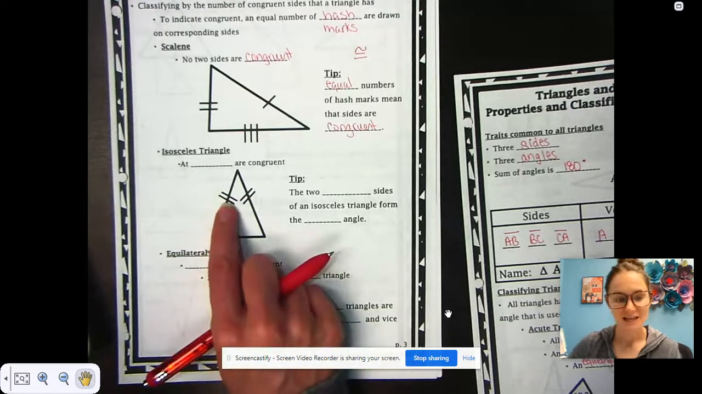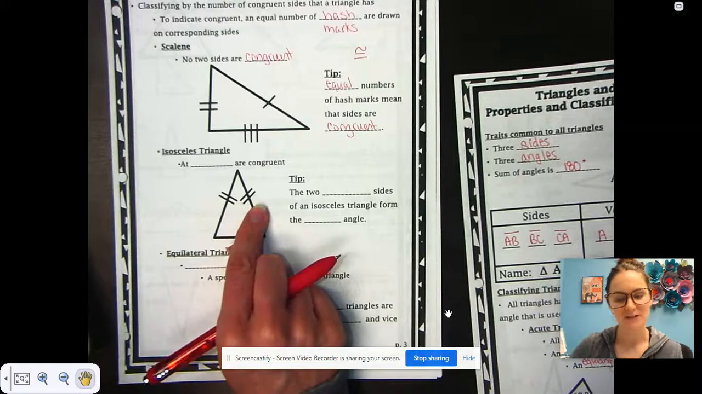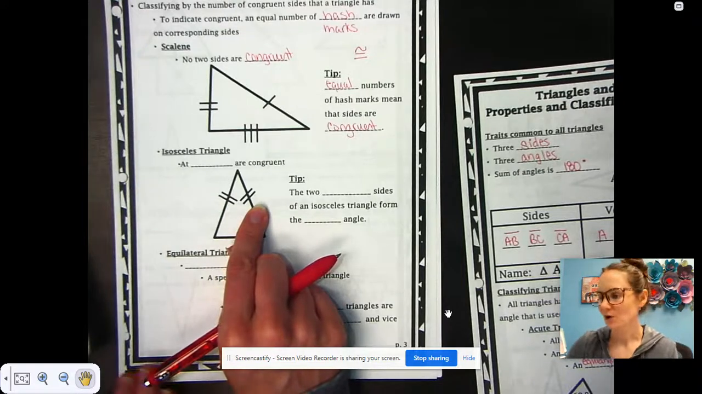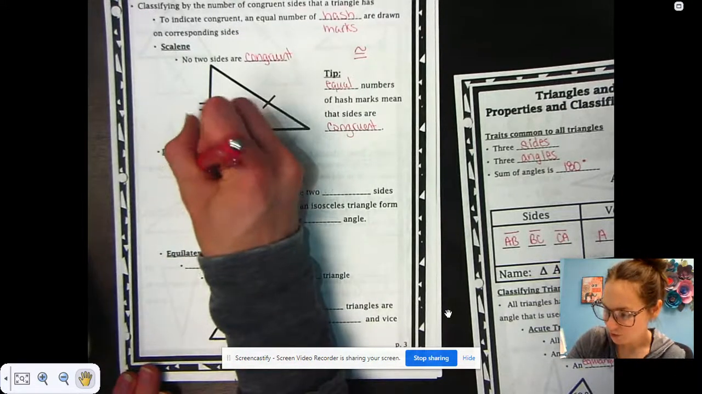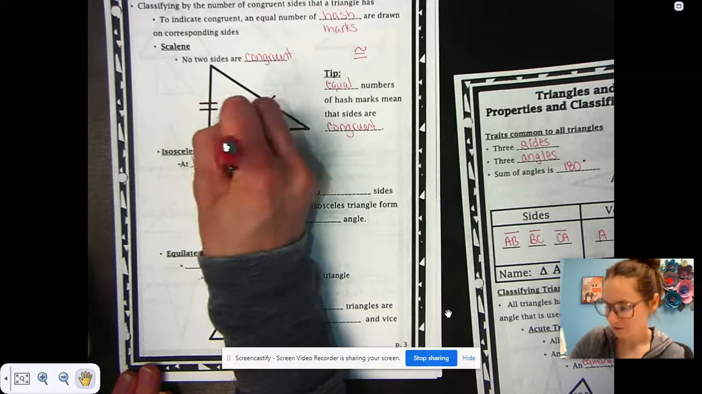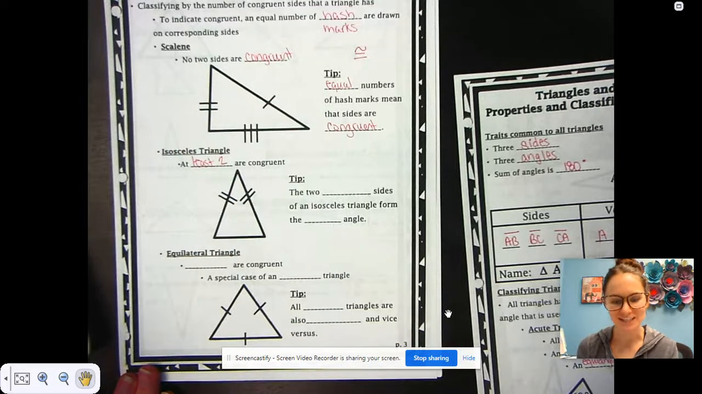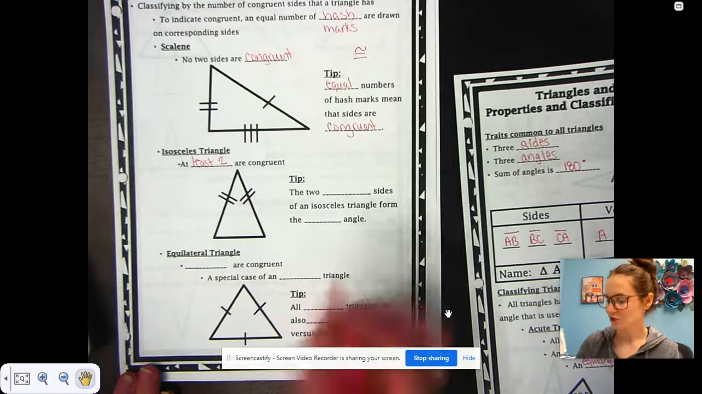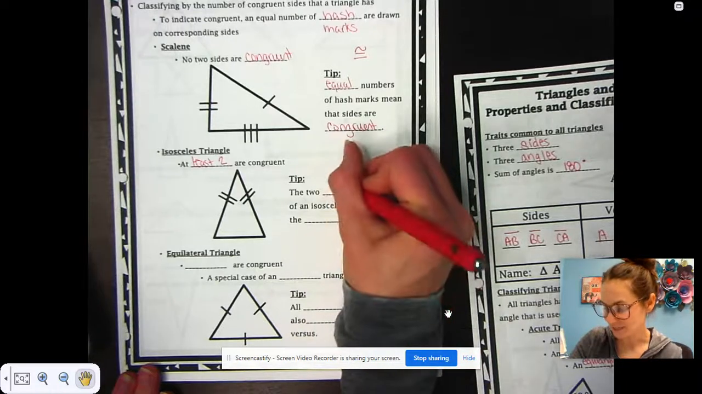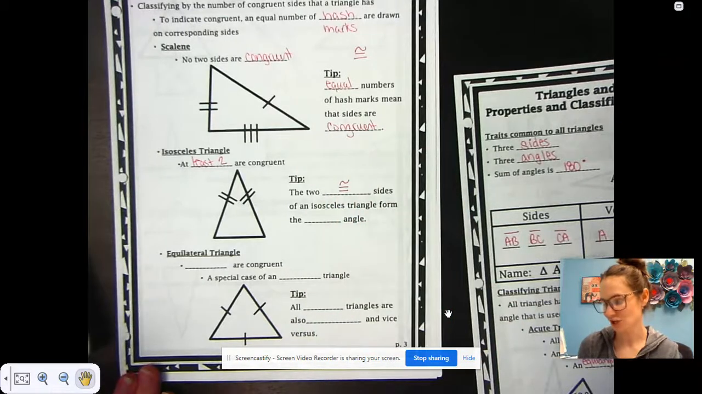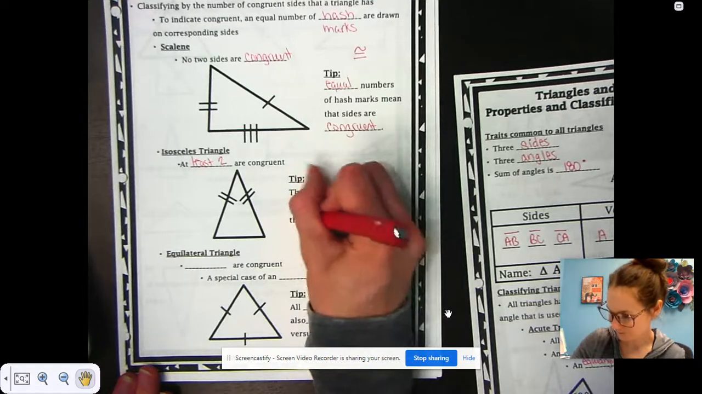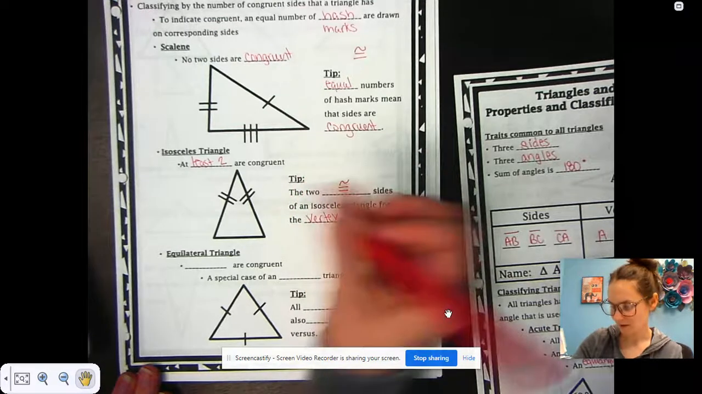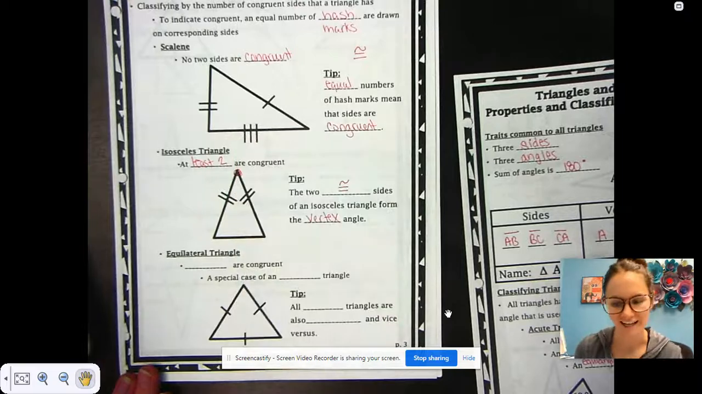Isosceles, you will see that these sides have the same amount of tick marks. So at least 2 are congruent for an isosceles triangle, 2 sides the same. The 2 congruent, and I'm going to use that symbol here, sides of an isosceles triangle form the vertex angle. This right here would be your vertex angle.